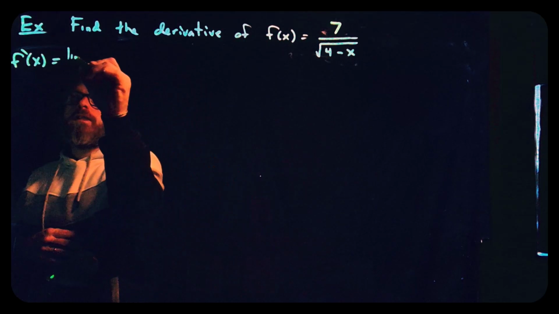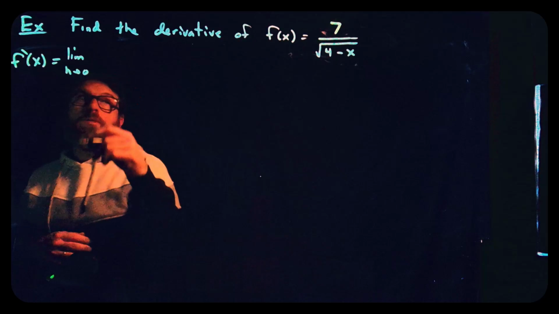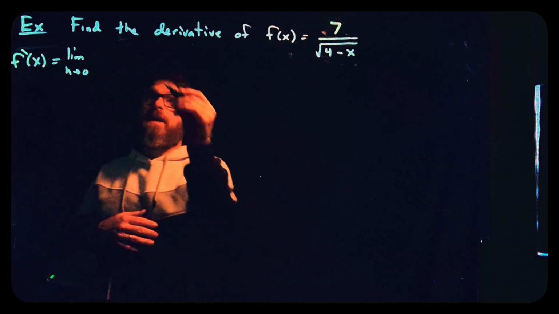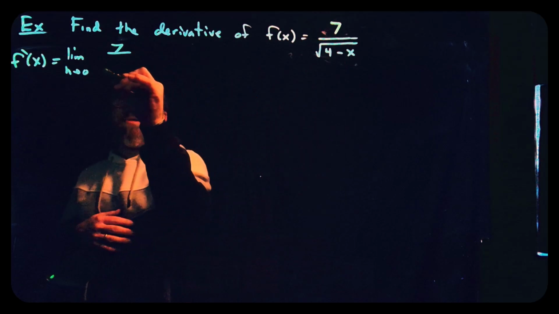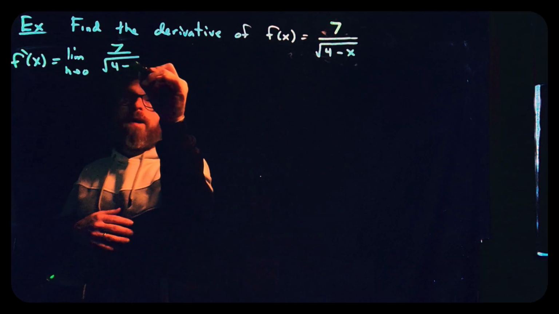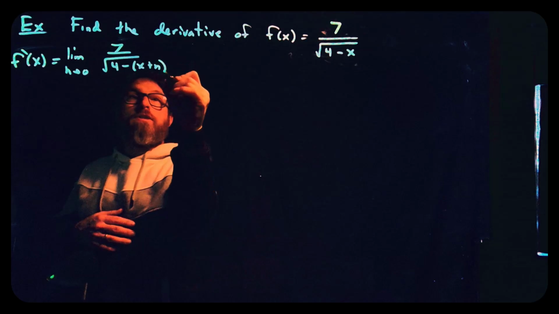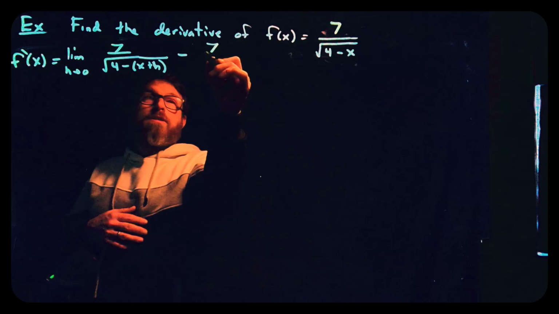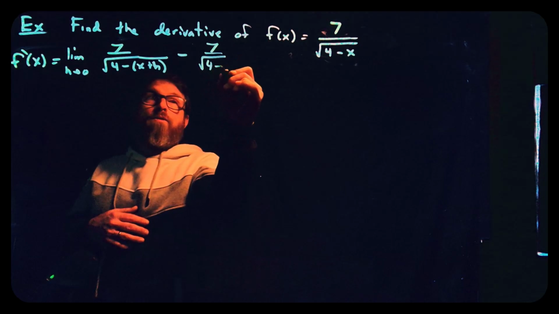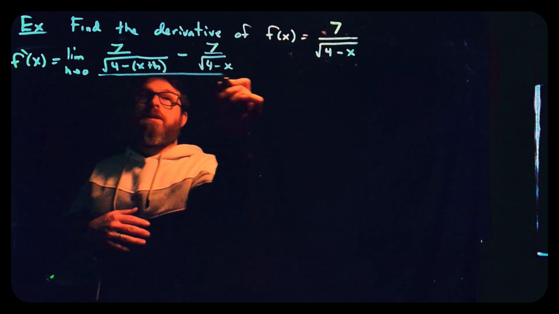So this is going to be the limit as h approaches 0. Now remember, I have to do f of x plus h. So the first function is, plug in x plus h here. So this is 7 over the square root of 4 minus, now be careful, x plus h needs to go in parentheses. And then minus the function 7 over the square root of 4 minus x. And this is all going to be over h.